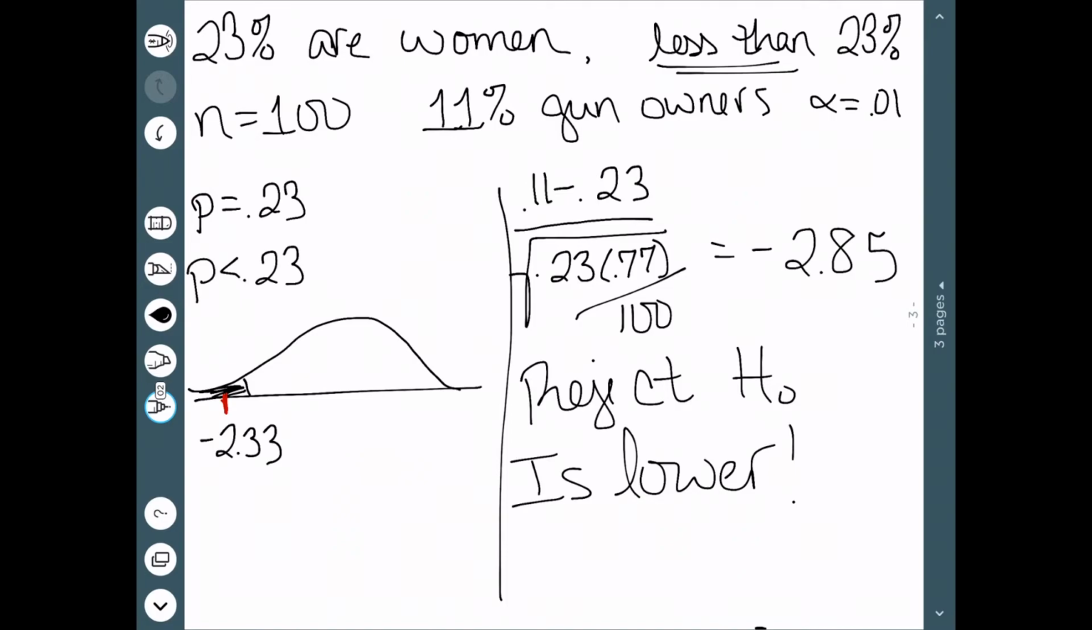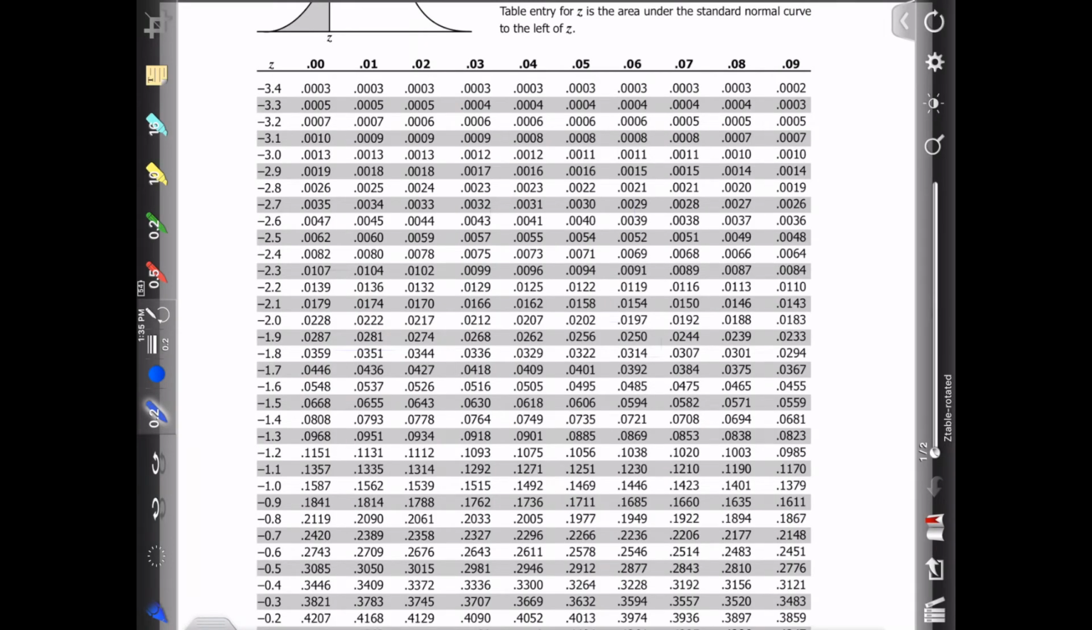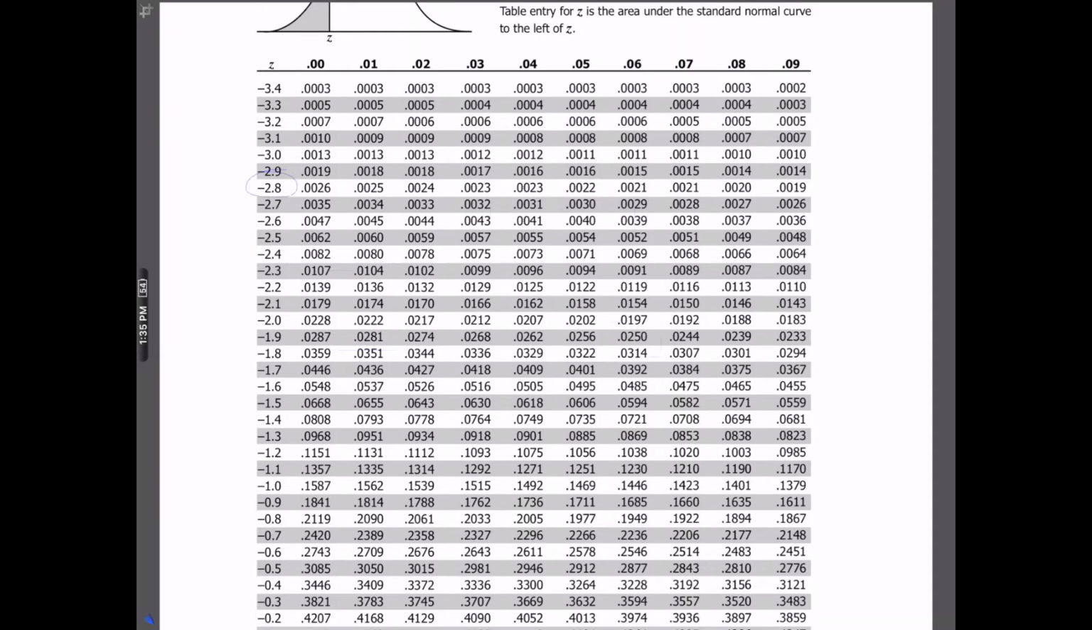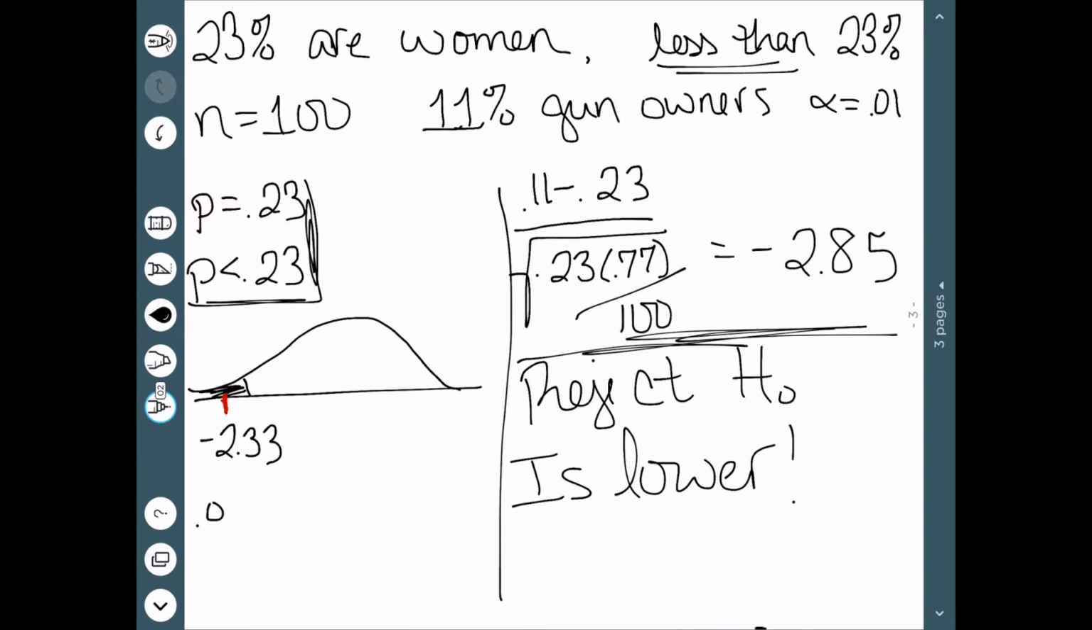And this was the traditional method. What if I wanted to do this problem with the p-value method? Well, my hypotheses would remain the same, and my critical values would remain the same. But now we're going to actually look up our test value in the table, negative 2.85. Coming to our table, down to negative 2.8, and then over to 5, gives me 0.0021. Looking back at the problem, if our p-value is 0.0021, that's definitely less than our alpha of 0.01, so once again, we would reject H0.